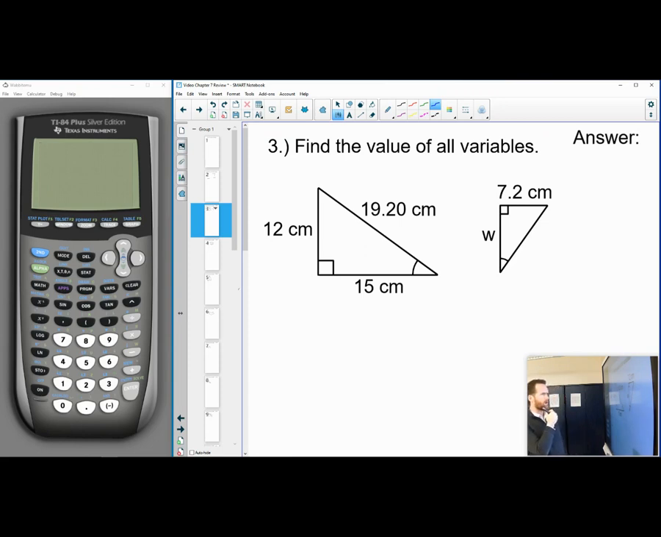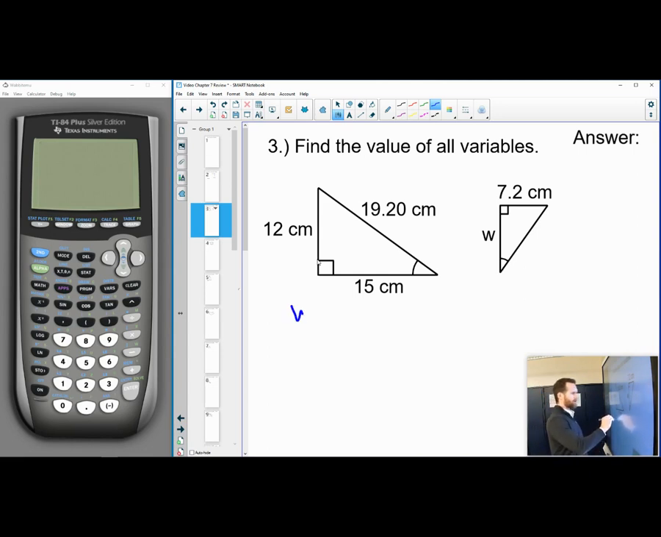Now, if we're looking at these two triangles, immediately I notice we've got one pair of congruent angles, the right angles, and another pair of congruent angles. If we ever have two pairs of congruent angles in two triangles, that means they're similar. That means we can make a proportion. So that's what we're going to do. There's a few different ways you could do this.